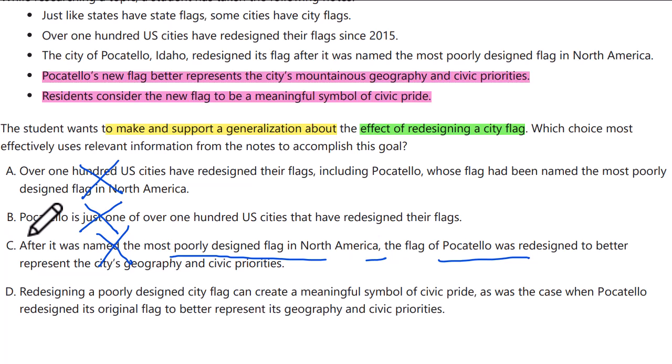Let's look at D: Redesigning a poorly designed city flag can create a meaningful symbol of civic pride. Okay, this is about a city flag in general, not Pocatello. It can create a meaningful symbol of civic pride, as was the case when Pocatello redesigned its original flag to better represent its geography and civic priorities. That's exactly right. The effects of a city flag redesign are geography and civic priorities, as indicated above, and creating in general a symbol of civic pride. And the example shown of that generalization was the case of Pocatello. D is a correct answer, and that's the structure of correct answers we're going to be looking for in generalization prompts.